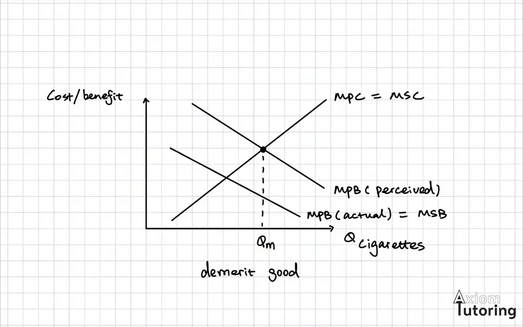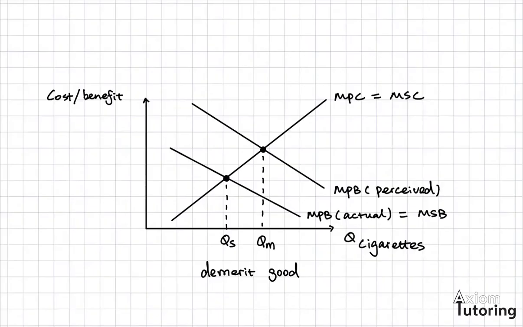The socially efficient quantity, however, occurs when marginal social benefit intersects with the marginal social cost at this dot here, denoting the socially efficient outcome. And this gives us the quantity QS, the socially efficient quantity.